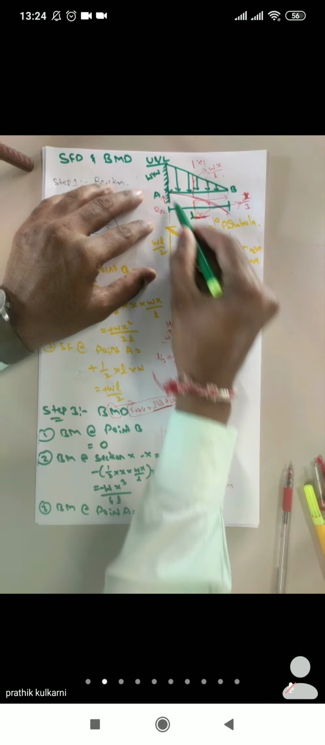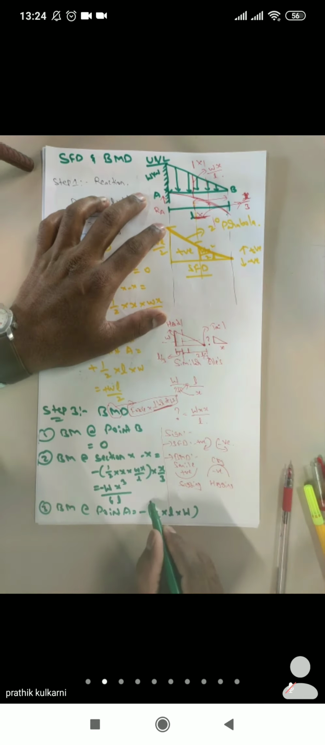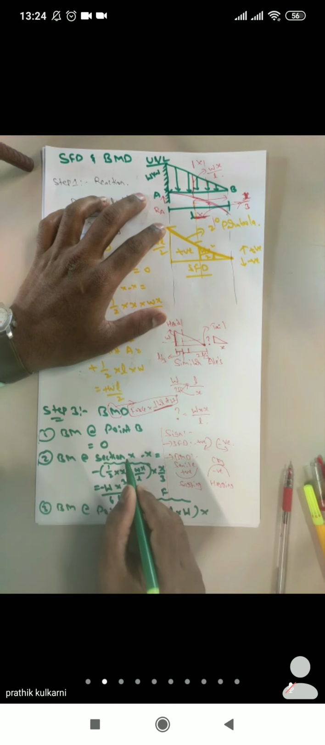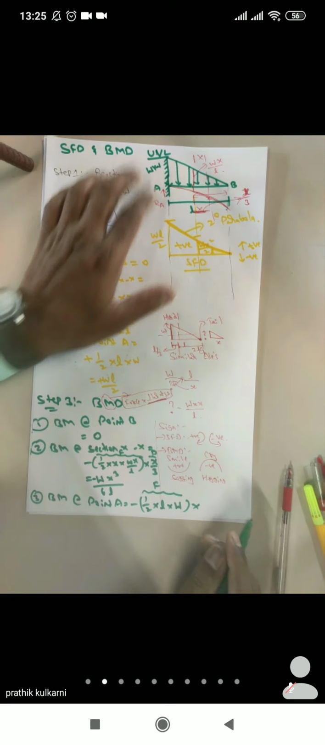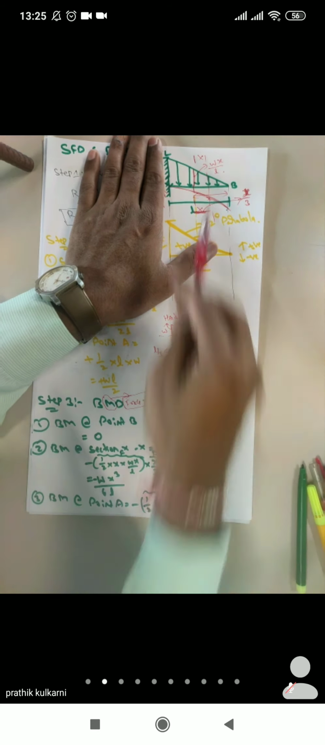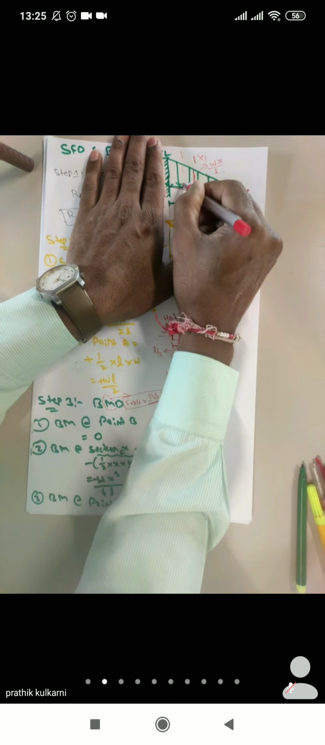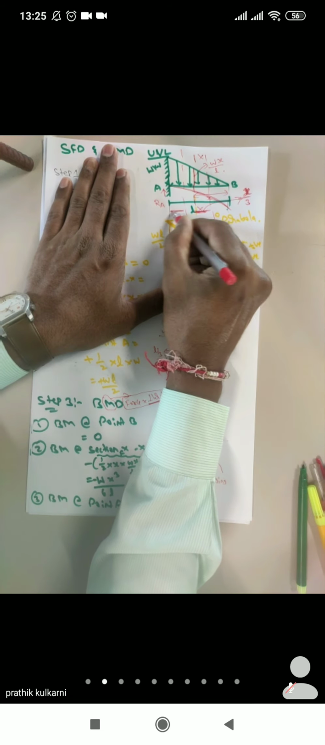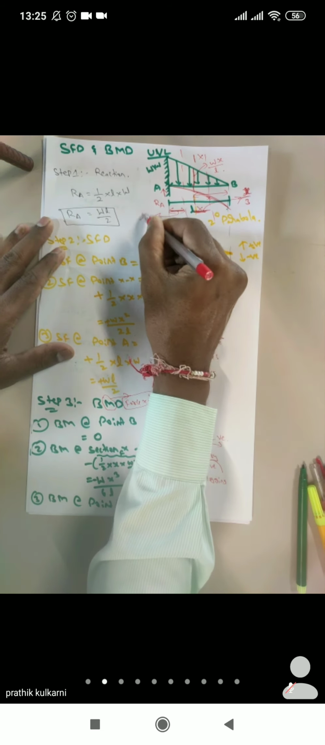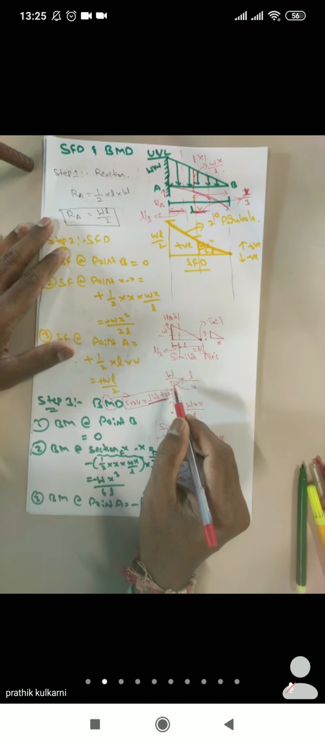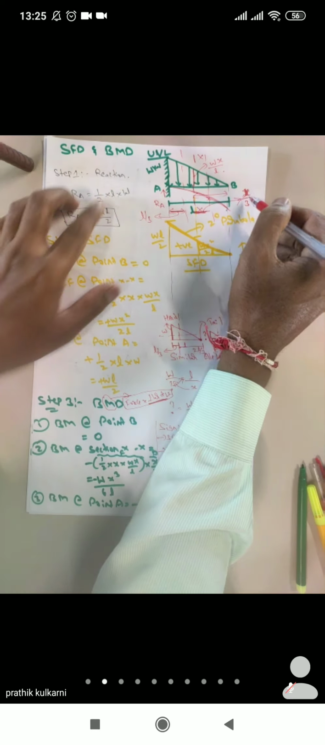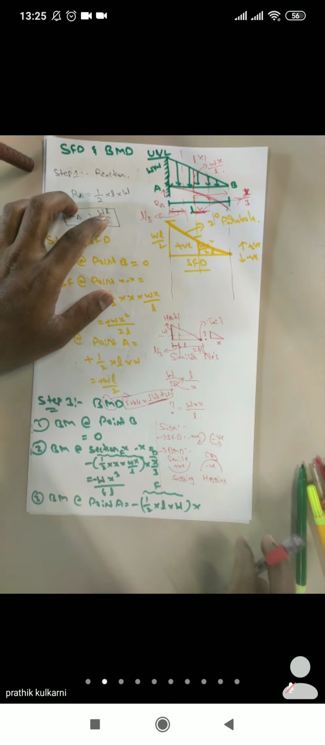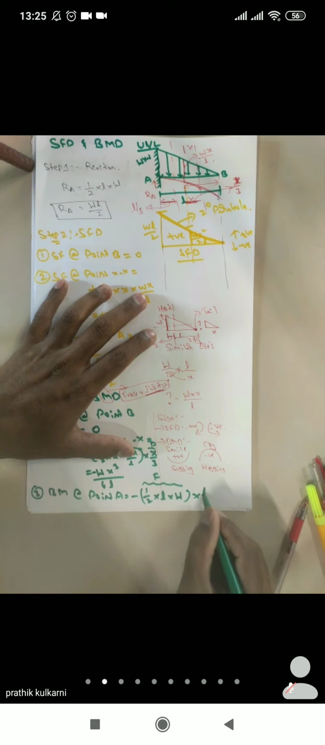Base is L, height is W, so this is my force. This is your perpendicular distance. Now for the complete whole triangle, if you draw it somewhere here, this distance I need, and it will be L by 3. Here the length was X, that is the reason I took X by 3, but here the length is L, so I'll take L by 3.